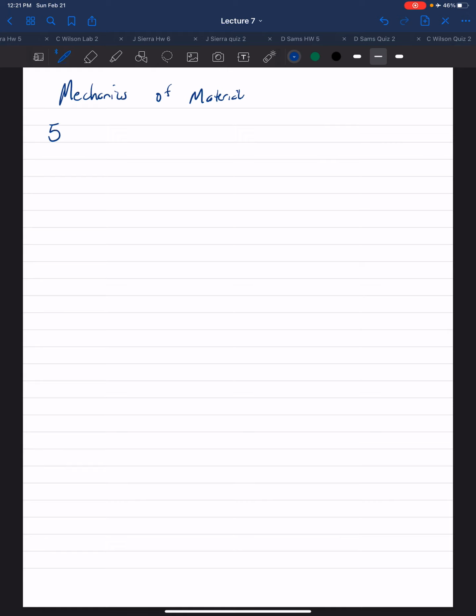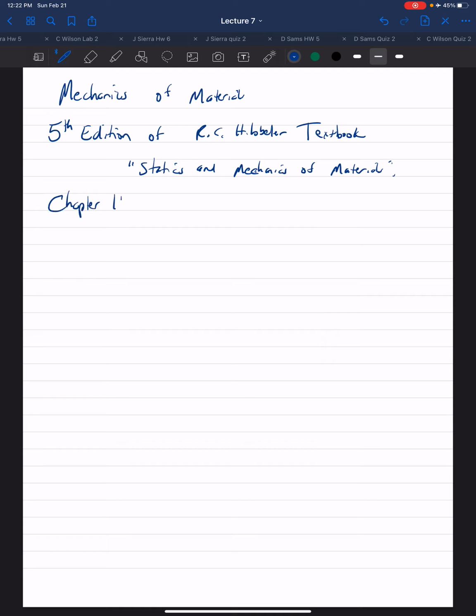Once again, we're working out of the 5th edition of the Hibbeler textbook. So we're again working through chapter 11, entitled Bending.